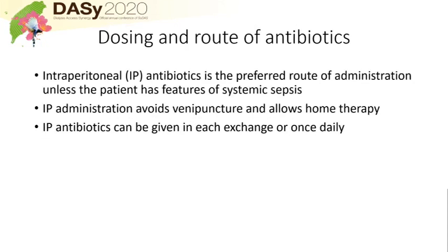Intraperitoneal antibiotic is the preferred route of administration unless the patient has features of systemic sepsis, because it can result in a high intraperitoneal drug level. IP administration avoids venipuncture and allows home therapy. It can be given in each exchange, known as continuous treatment, or once daily, known as intermittent treatment.